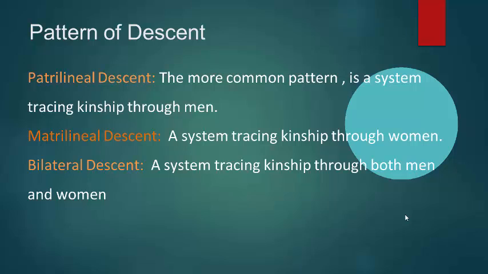It is a system tracing kinship through men. Children are related to others only through their father, so the father typically passes property on to his sons. Patrilineal descent characterizes most pastoral and agrarian societies, in which men produce the most valued resource. Matrilineal descent, a system tracing kinship through women, is less common than patrilineal descent. In this system, the mother passes property to her daughters.